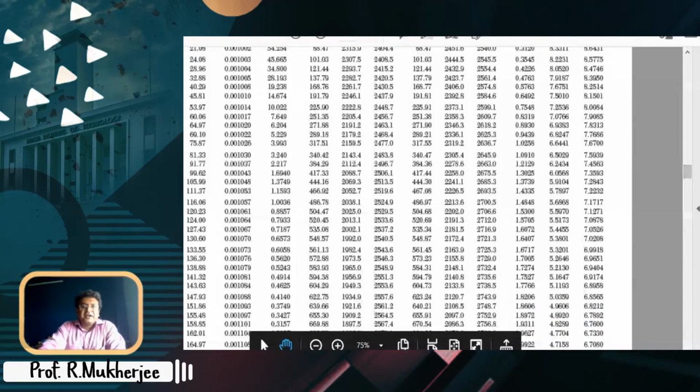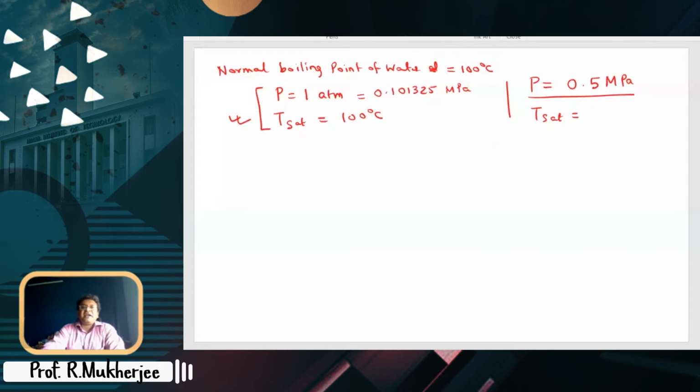now immediately you will find that if your pressure is 0.5 megapascal, your saturation temperature is 151.86 degrees centigrade, right? So what you can straight away write from the steam table, which does not come from Charles' law, Boyle's law, anything. Is it clear? This you can get. Is it clear to all of you?